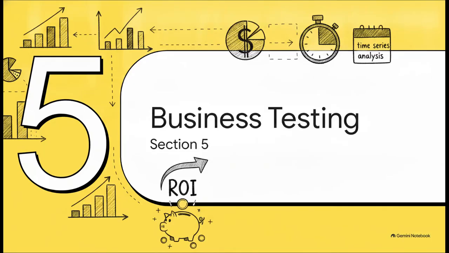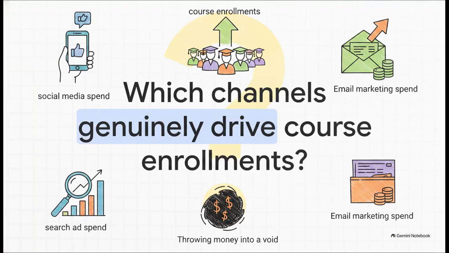Let's jump into Section 5, Real-World Business Testing. Let's ground all this theoretical statistics in a highly relatable ROI problem. Imagine you're working at Uplatz. You are tasked with a high-stakes business question. Which specific marketing channels genuinely drive course enrollments? You've got social media spend, search ad spend, email marketing spend, but which one is actually moving the needle? And which one is just throwing money into a void?